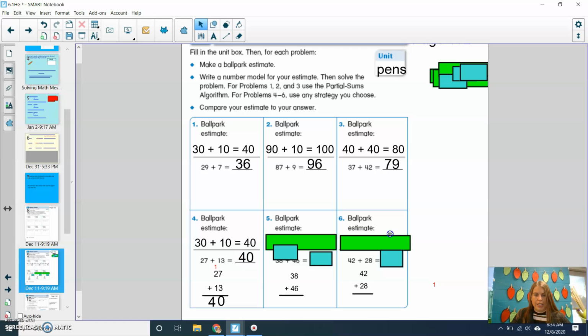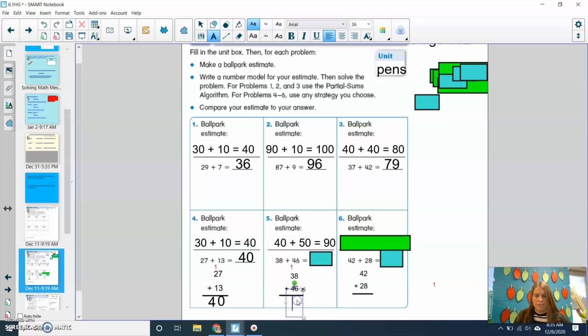So if I have 38 plus 46, I'm going to round 38 to 40. I'm going to round 46 to 50. 40 plus 50 equals 90. And then for solving, I know that 8 plus 6 equals 14. I'm going to carry my 1. I'm going to put my 4 below. And then 3 plus 1 is 4, plus 4 more is 8, giving me my total of 84.